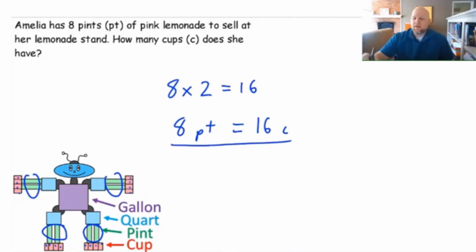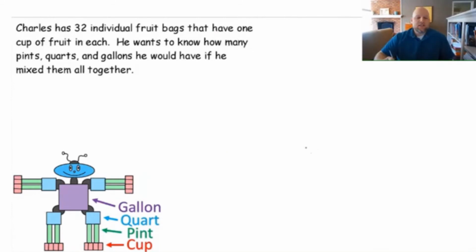Let's try another one. Charles has 32 individual fruit bags that have 1 cup of fruit in each. He wants to know how many pints, quarts, and gallons he would have if he mixed them all together. This is a big problem, so let's separate this. The first thing we need to see is that we have 32 individual fruit bags, but they have 1 cup in each. That means we have 32 cups of fruit.